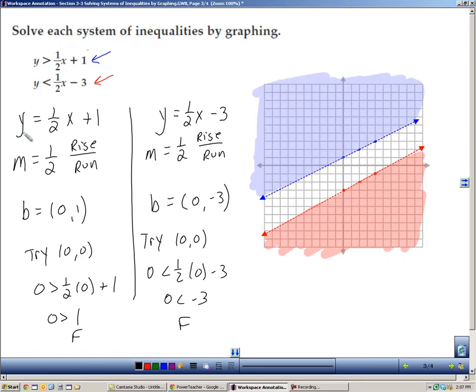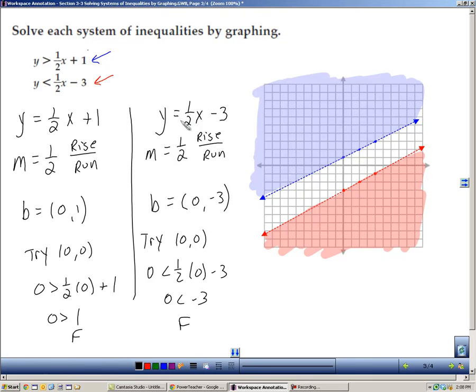So here's the work with the first boundary line, or the first equation. Slope is 1/2 and the y-intercept is 0, 1. So I do 0, 1 and go up 1 to the right 2, up 1 to the right 2. It's a dotted line because it's greater than, and when I plug in 0, 0, I get a false statement, which means I'm going to shade on the other side, the true side.